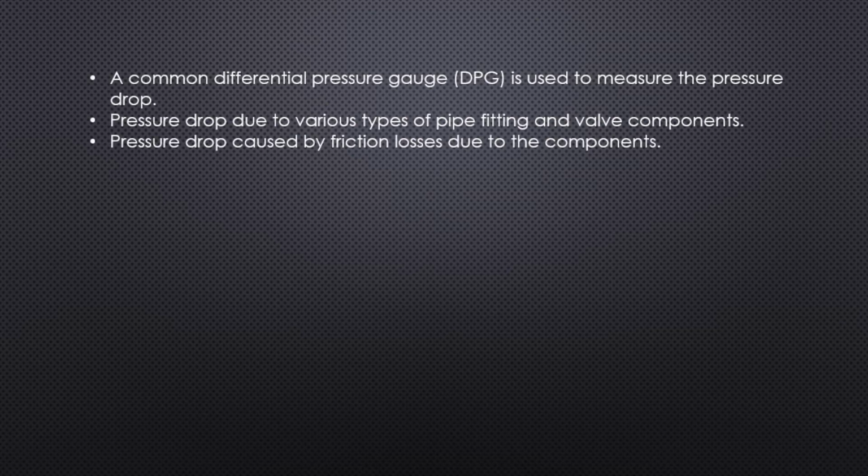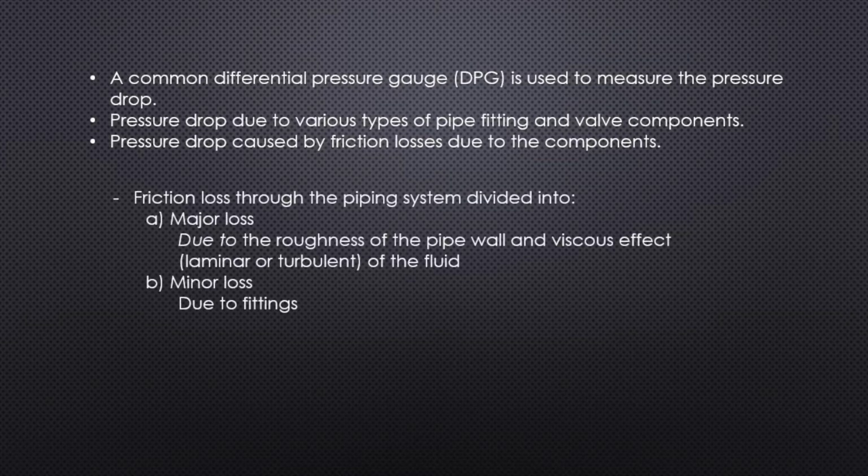A common differential pressure gauge is used in this experiment to measure the pressure drop in piping system. This pressure drop is usually due to the presence of various types of pipe fittings and also valve components. The pressure drop is an effect of friction loss in the piping system. The friction loss through piping system can be divided into two, such as major loss and minor friction loss.